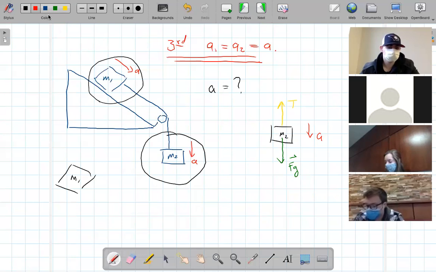Preston, give me a force on M1. Tension. Tension, good. Which way is tension on M1? Down to the right. Good. Diagonally, down the plane to the right. Good. So tension on that guy is going to be down in this direction. Good.